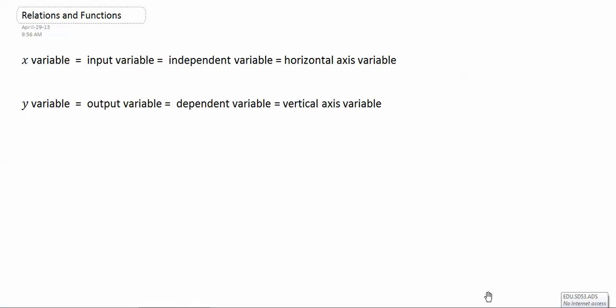Hi students, and we're going to take a look at relations and functions here. I want to just go over some of the vocabulary, the key points that we introduced in the last video series.